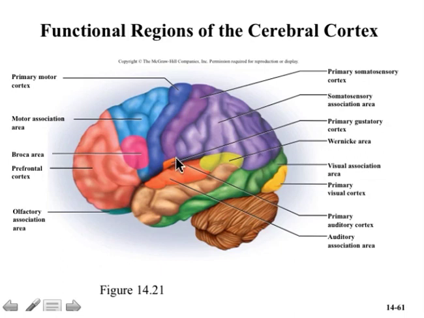Gustatory is just your sense of taste, located down here at this inferior end of the postcentral gyrus, this little orange bar. Okay, let's talk about motor control for a little bit.